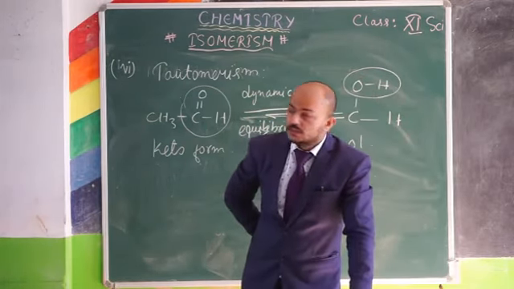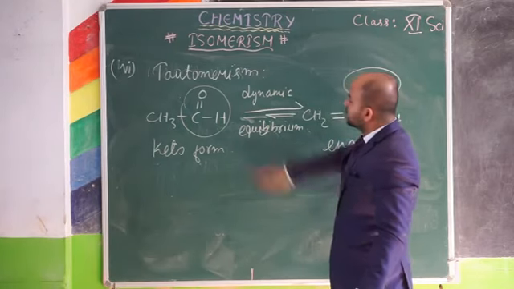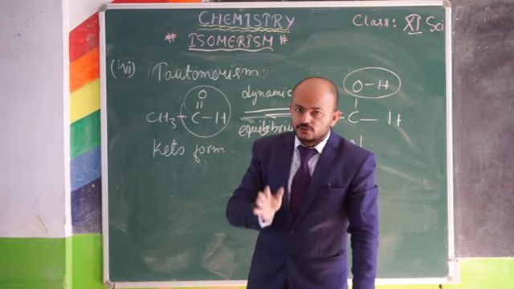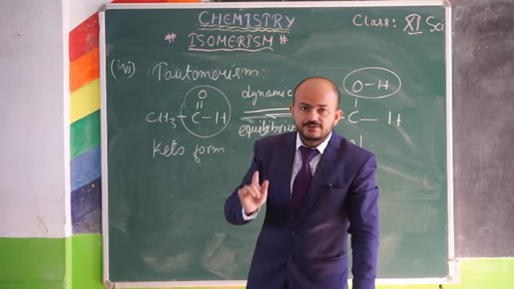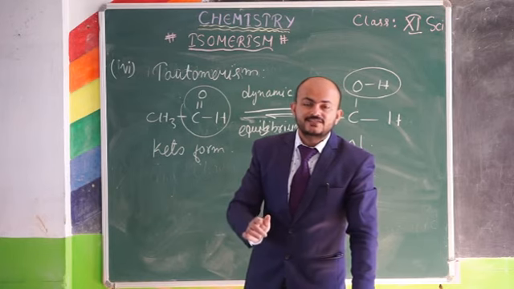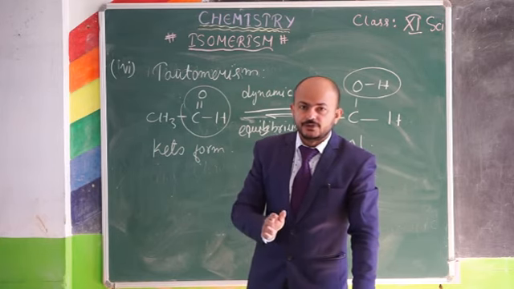Now, tautomerism. Since we have finished discussing structural isomerism, here you have to remember the definition and the examples. Okay, so all the 6 different types of structural isomerism.